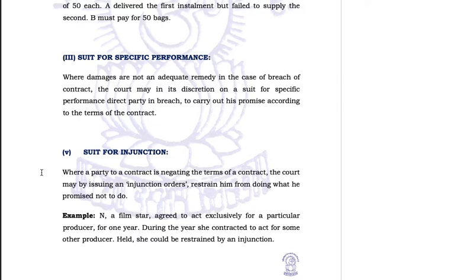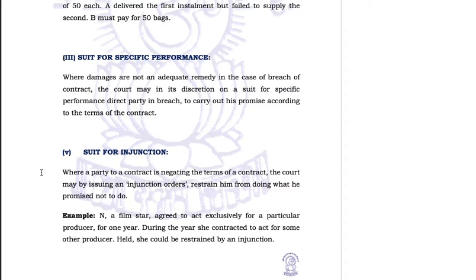A singer enters into a contract to appear in a concert and sing there, and then before the date he says I will not come. The court can say no, you have to come and sing because tickets have been sold out. Now you must appear and perform. That is called specific performance.